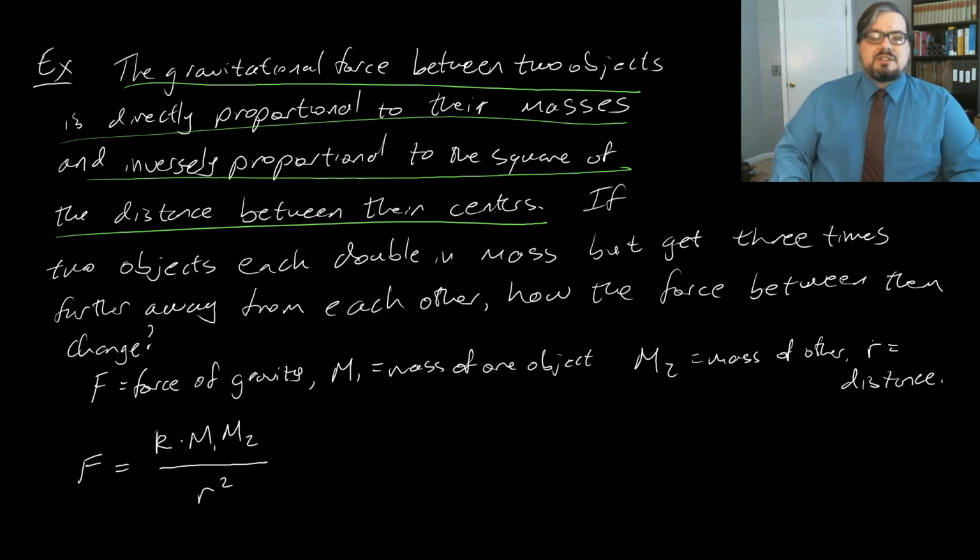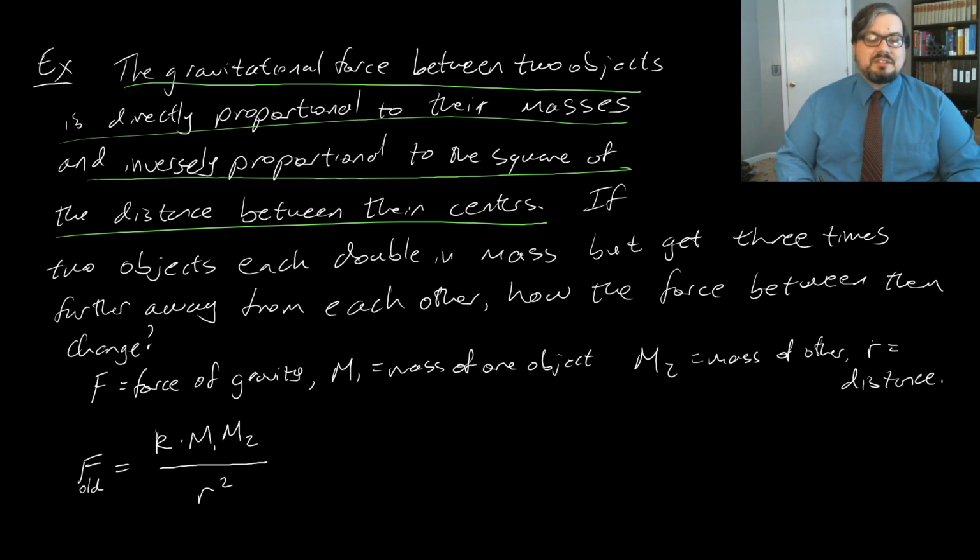So now we want to know what happens if the two objects each double in mass but get 3 times further away from each other. We want to know what happens. So we basically want to know what happens to the force when we make certain changes to the quantities involved. So to do this, I like to set things up the following way.